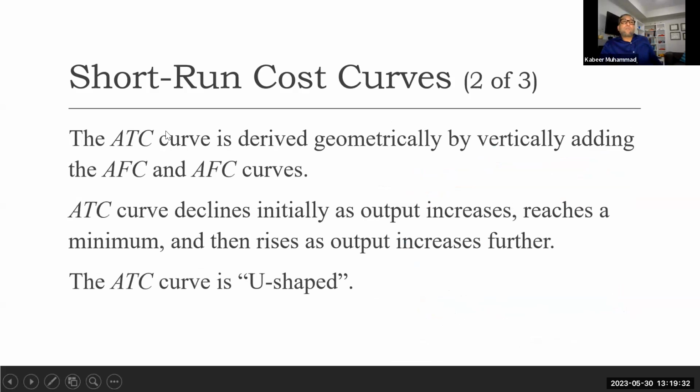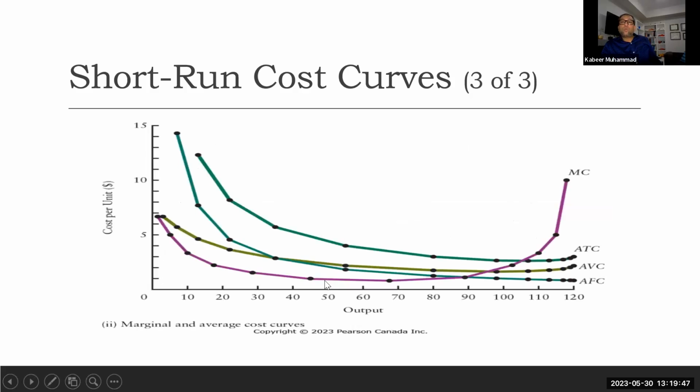So the ATC curve, the average total cost curve, is derived geometrically by vertically adding average fixed cost and average variable cost. The ATC curve declines initially as output increases, reaches a minimum, and then rises again as output increases further. So the ATC curve is a U-shaped curve. You see here, these curves are U-shaped curves.